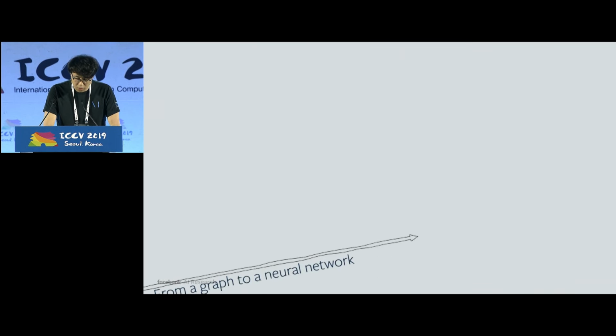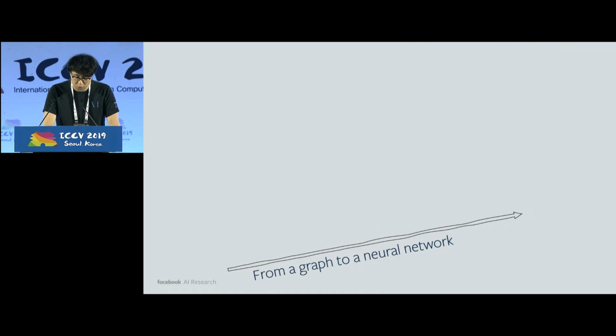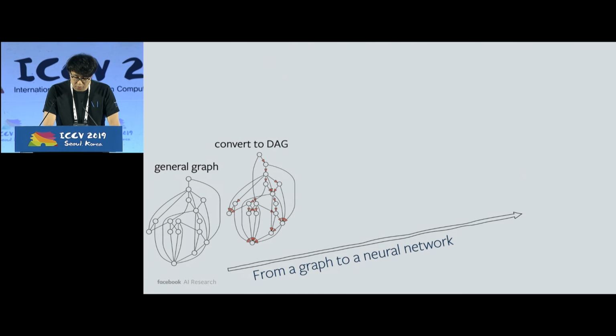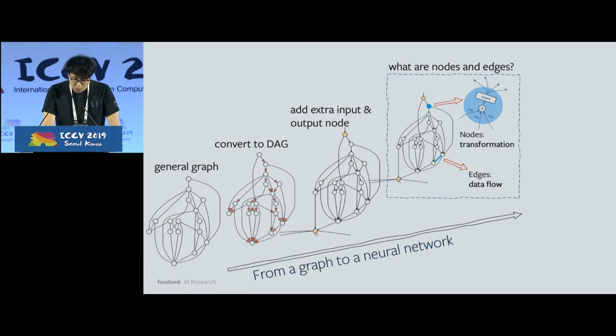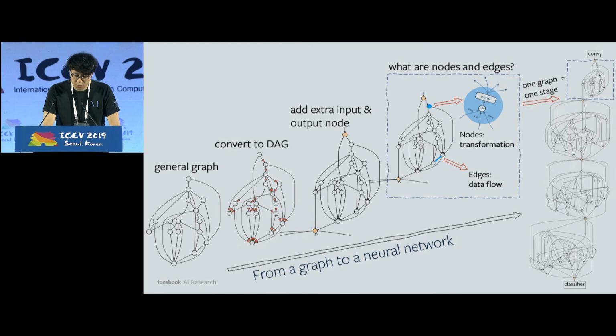Now, let me show you how we translate a graph to a computable neural network. We first start with a general graph. Then we impose an ordering on the nodes and convert it to a DAG. We then add an extra input and an extra output node to the graph. We then map our nodes to transformations, for example, a separable convolution, and we map edges to just the data flow. Finally, we use one graph to represent a stage in a ConvNet.